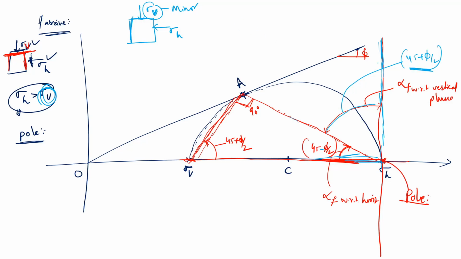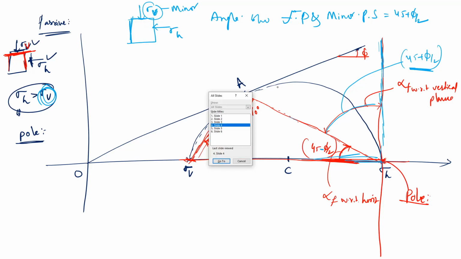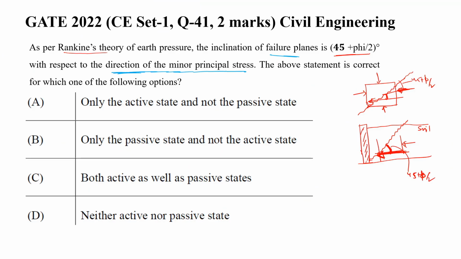So here also the angle between the failure plane and the minor principal stress is again 45 plus phi by 2. That's how we go back and see that the above statement is correct for which one of the following: only active state, only passive state, both active as well as passive. So the answer is C.